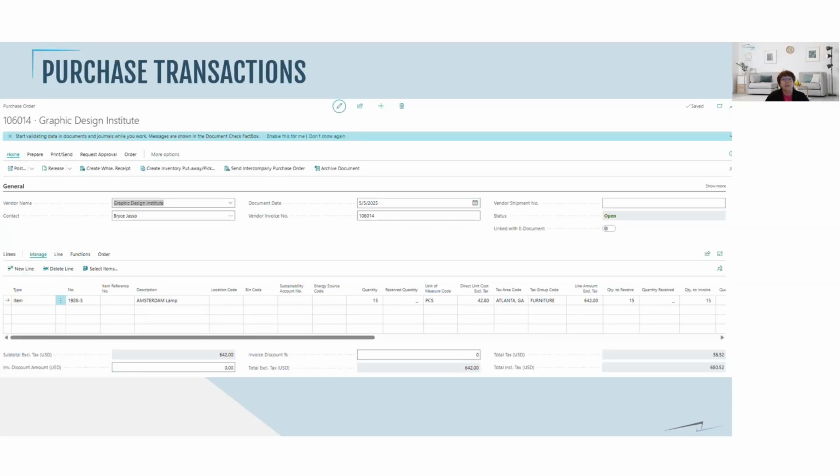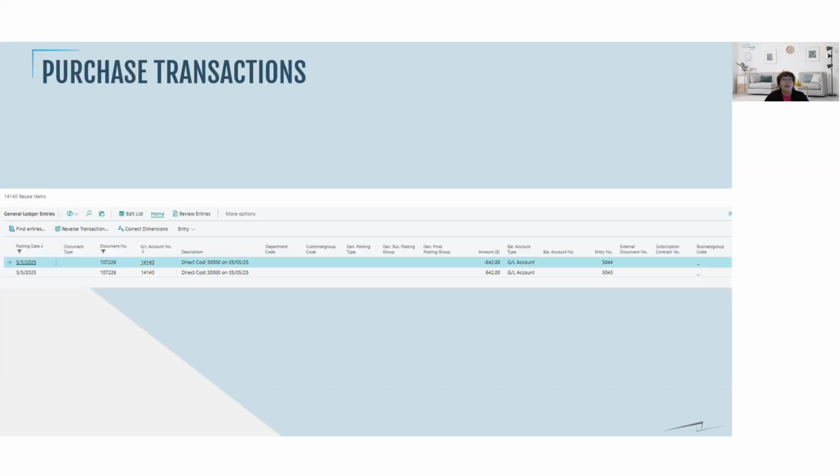So we're going to get into some very specific transactions now. So this is a purchase transaction. It's showing you the line item that we're selling here. And when we go to look at the transaction for that, we can see what our cost line is and the GL accounts that are going to be impacted based on that transaction.